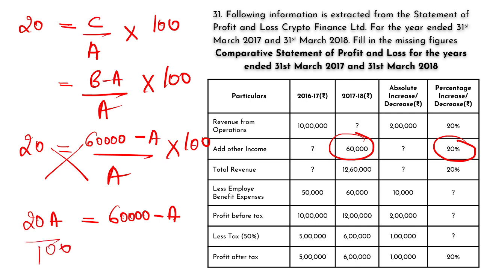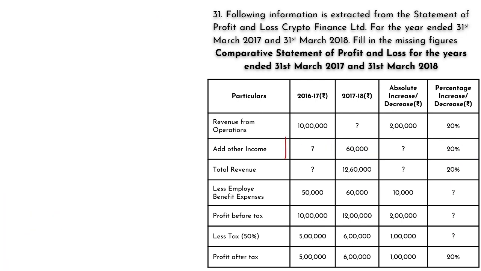So 21A, just give me 1 minute. 60,000 divided by 21. There is some error in this question. 20%. So if I write it as 20%, this will get cancelled. 20A plus A, it will be 21A. 60,000 divided by 21. So guys, we have to look at this one. Just give me a minute so that I can solve the next one. 60,000.